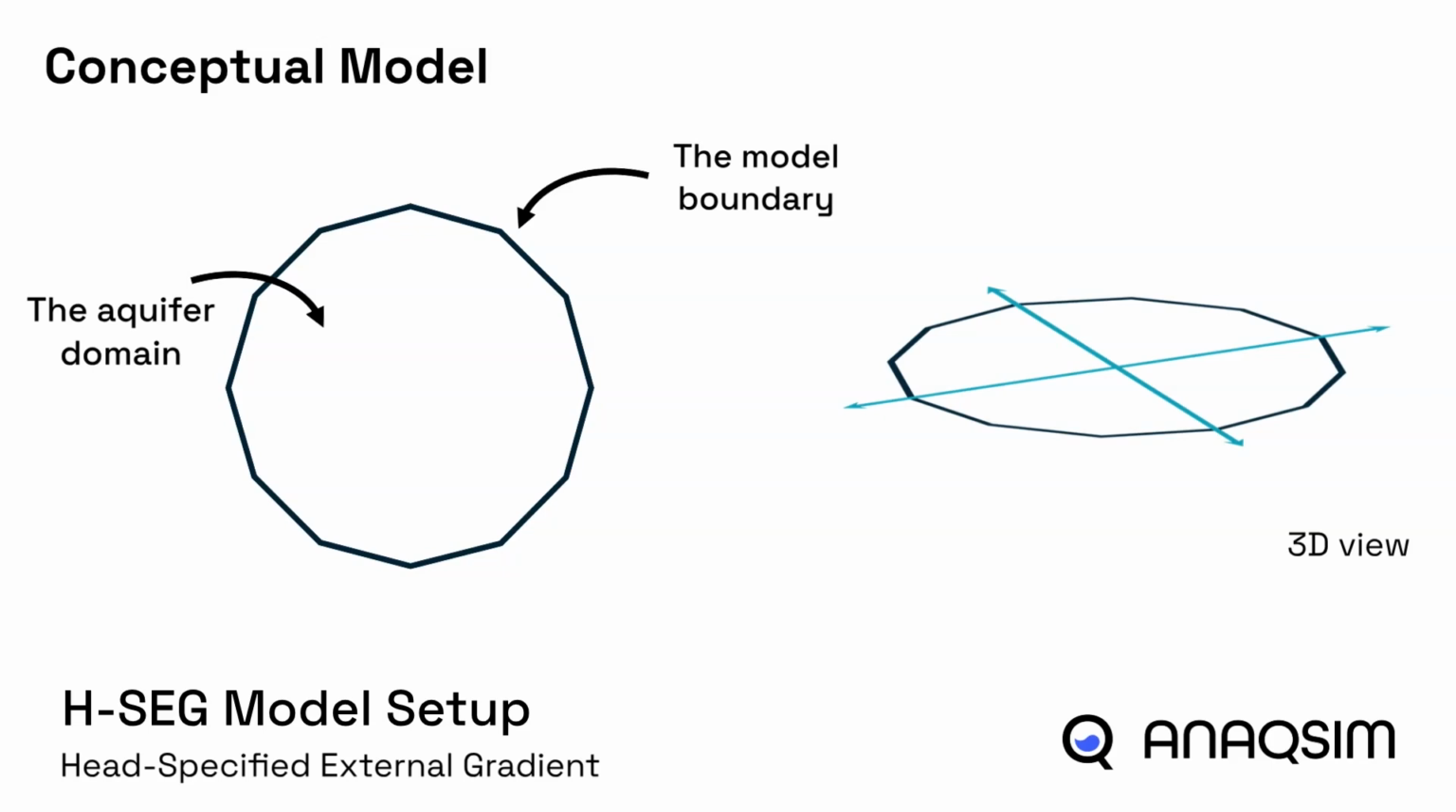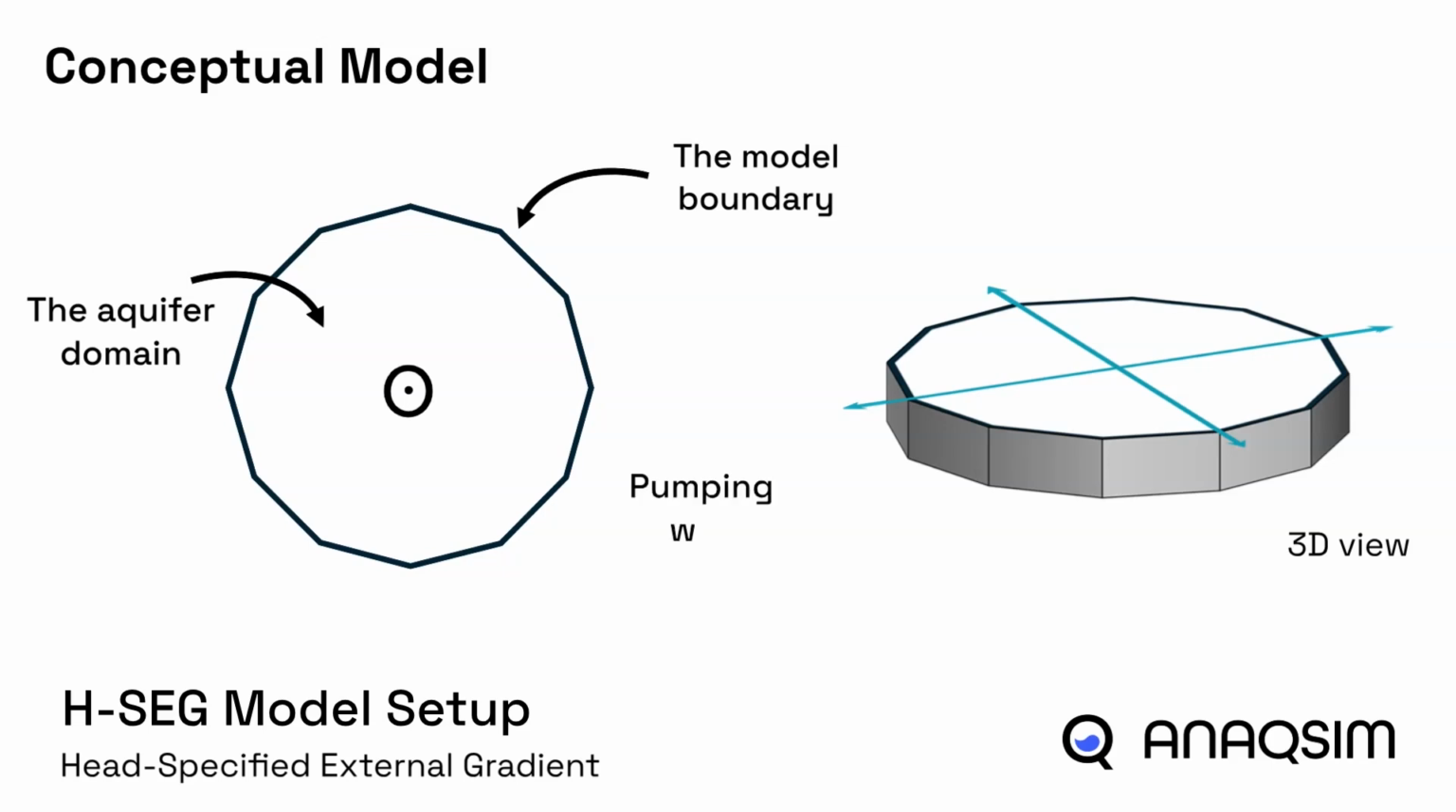To keep things clear and manageable, we'll use a single layer to represent an unconfined aquifer. Then, we'll add a well and simulate its pumping effects. That's it, a straightforward example to get us started. Let's jump in.